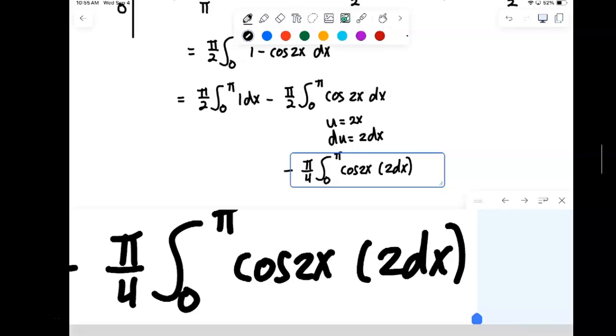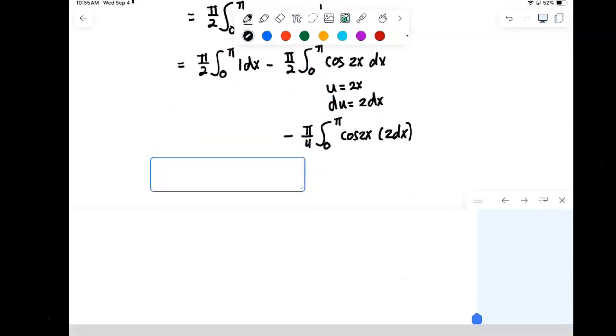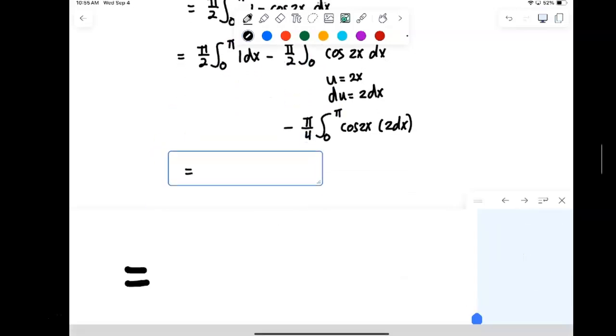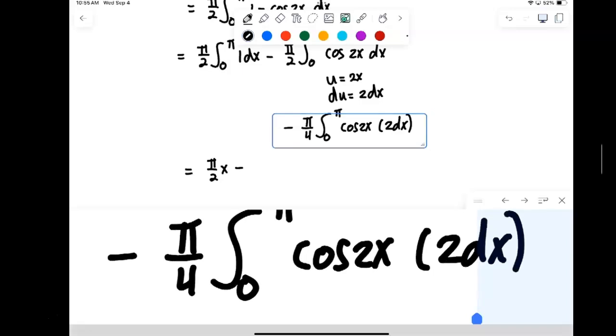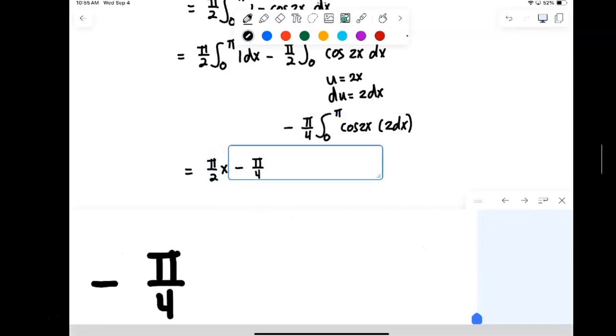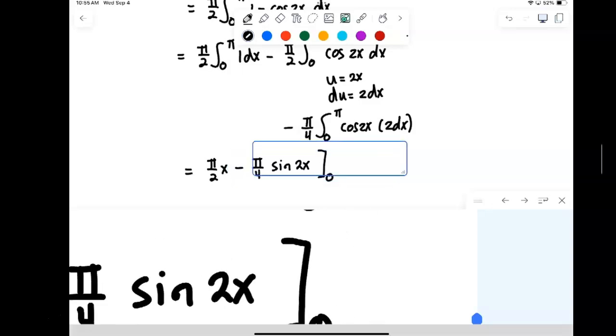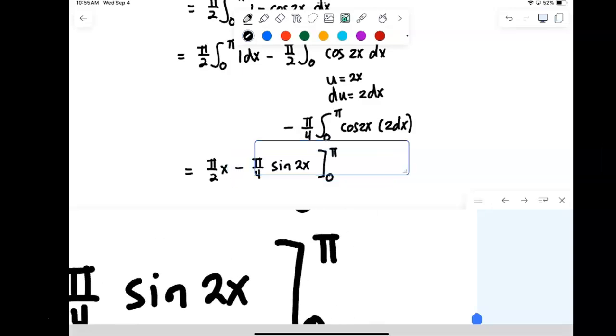The integral of cosine is sine. And this one here we can, of course, also carry through. So this will be pi over 2 x minus pi over 4 times the sine of 2x, and then all of that is evaluated between 0 and pi.